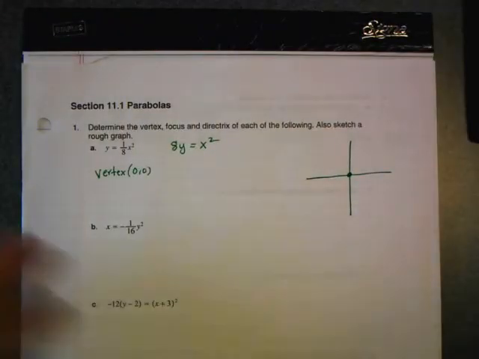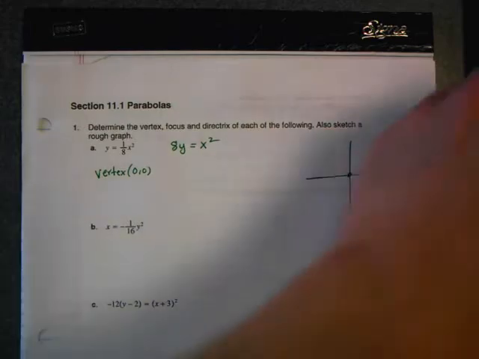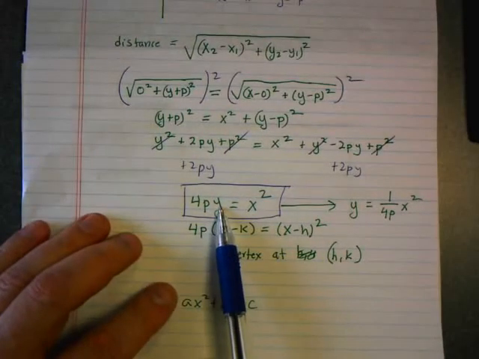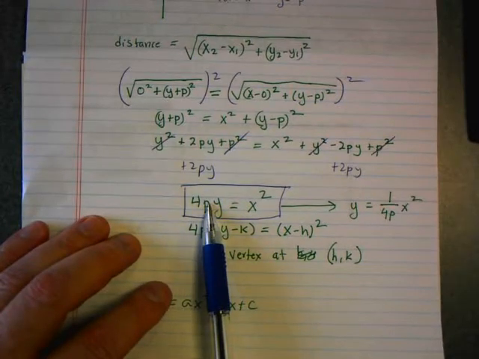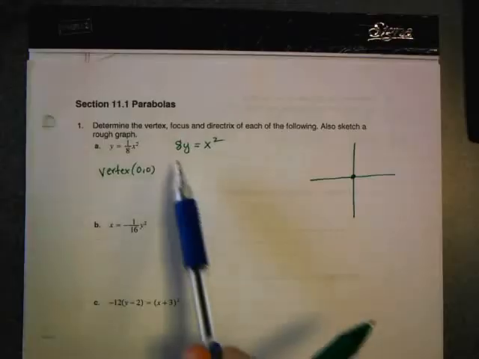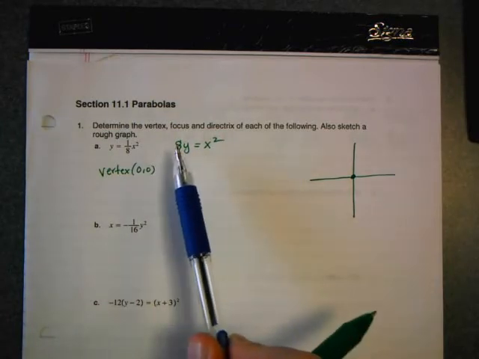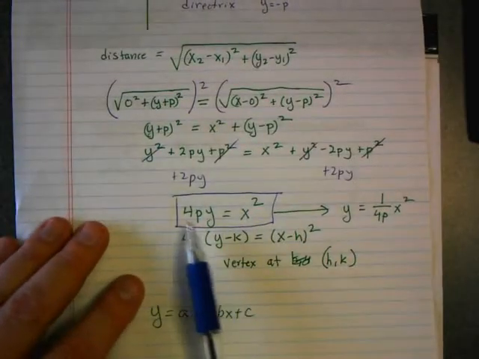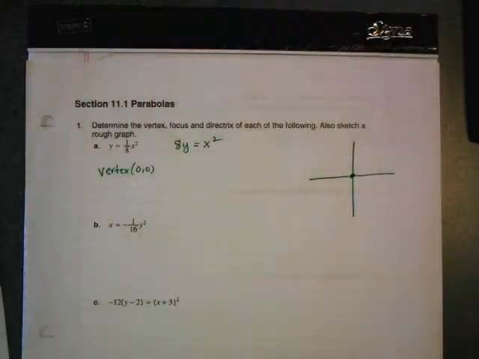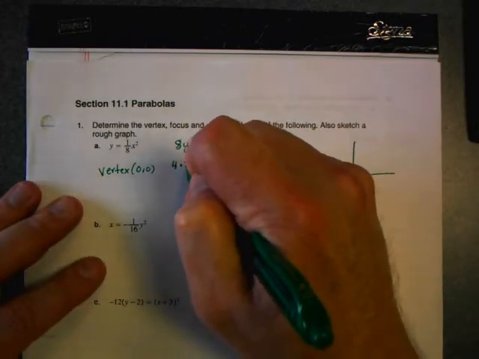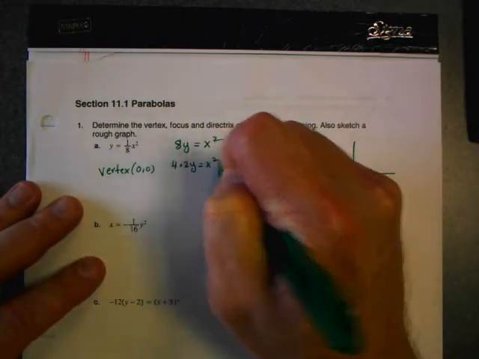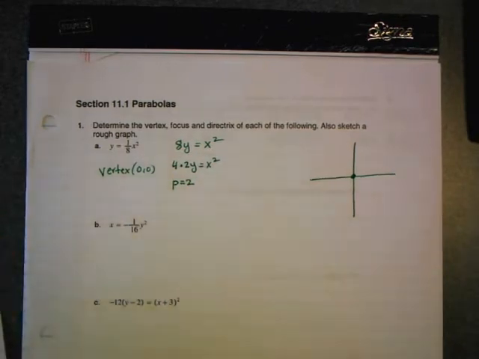And then, what's the p number? Not 1. Not 8. 2. Why 2? Because we need to write this left-hand side as 4 times something. 4 times what will give me the number 8? 2. It always has to be 4 times something. The 4 is always in the formula. So I would write this as 4 times 2y equals x squared. So p is the number 2.